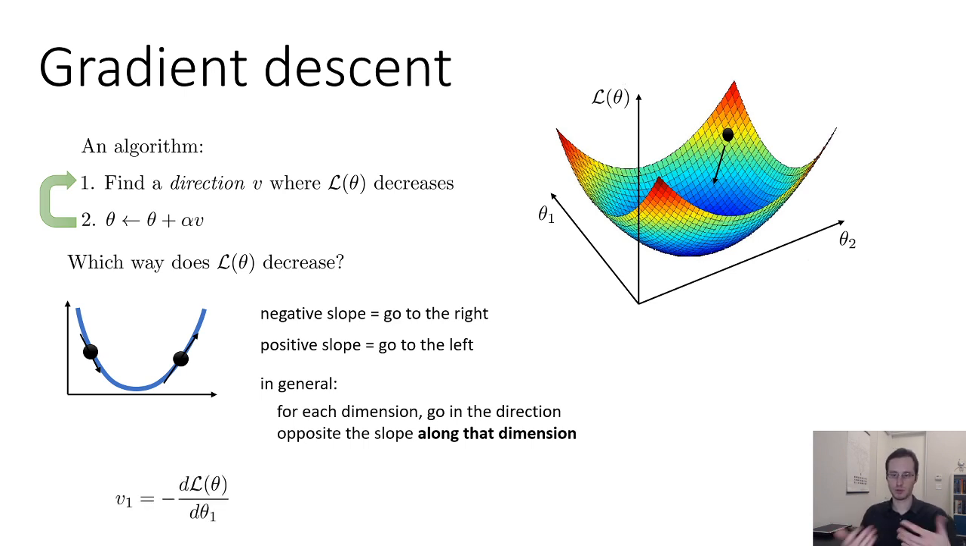So all we have to do is set the direction for every dimension to be the negative of the partial derivative of our function L with respect to that dimension of theta. So v1 is the negative of dL d theta 1, v2 is the negative of dL d theta 2. And that is guaranteed to give you a direction where L of theta decreases. Okay, some pop quiz questions. Is this the only direction in which L of theta decreases?